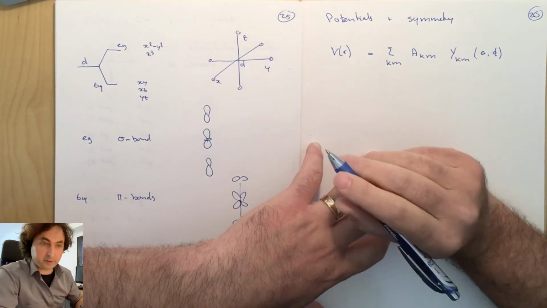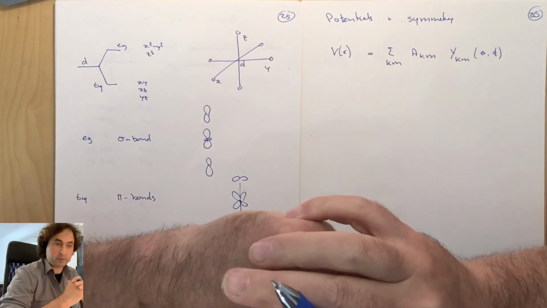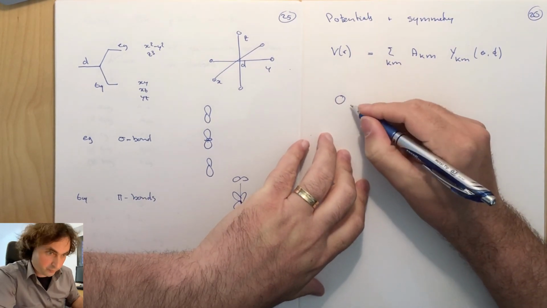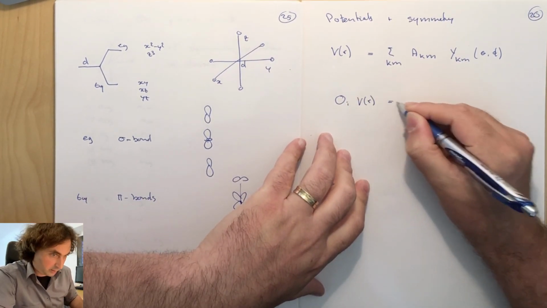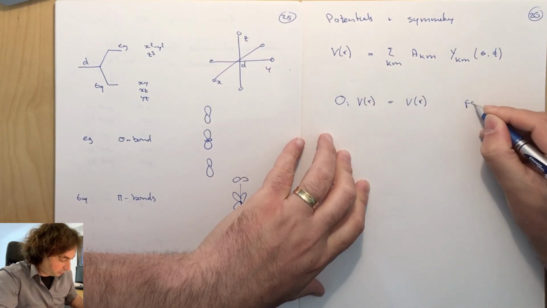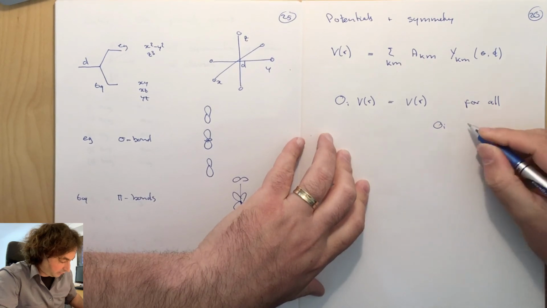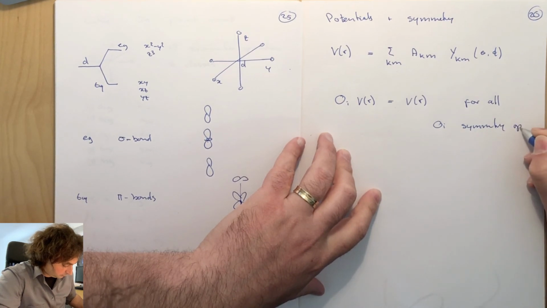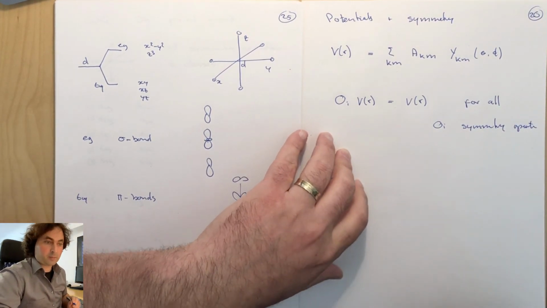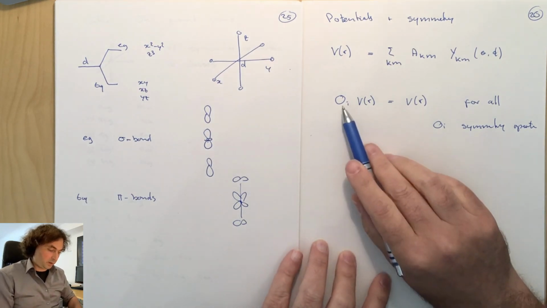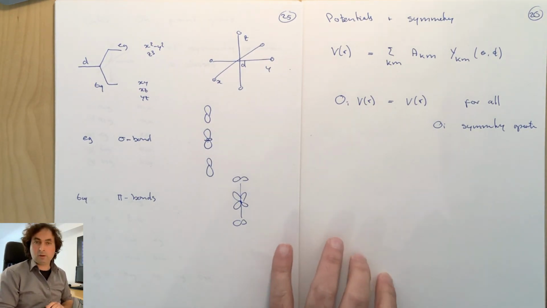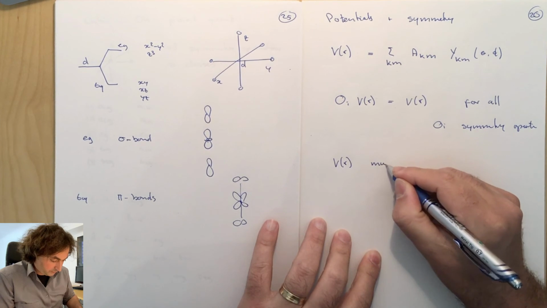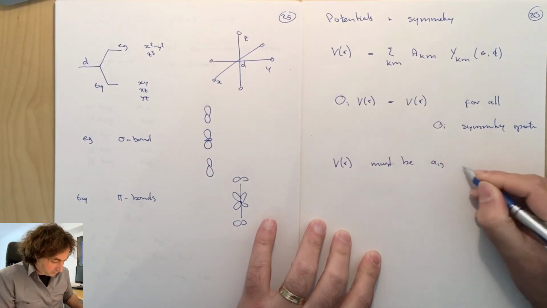Now, for our potential, we know that if you apply a symmetry operation on that potential, it should come back to itself. So we know that O_i times V of R has to be V of R for all O_i in the symmetry group. Well, with that we see that a valid representation for O_i would just be 1, such that V of R must be an A1g representation of the group.